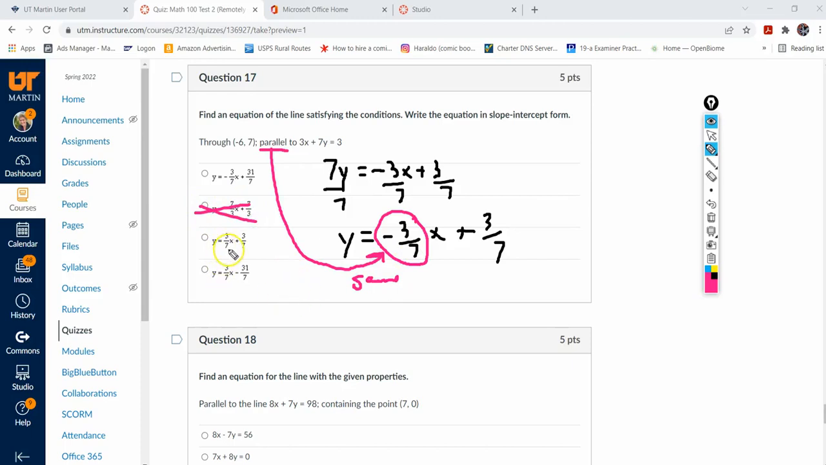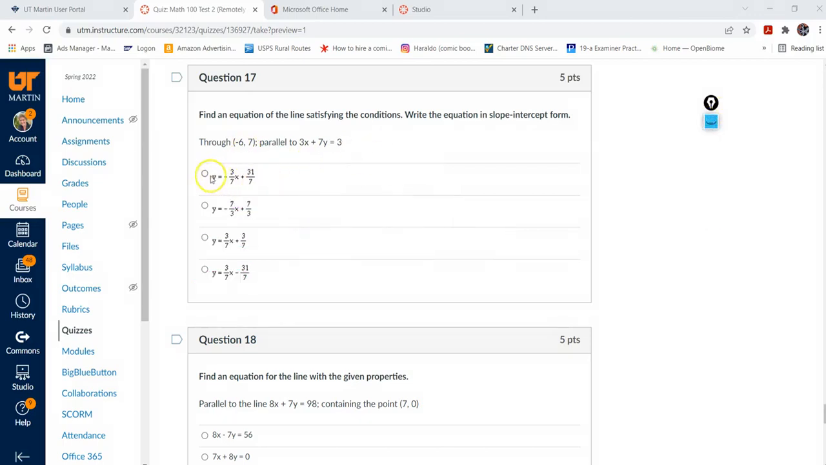I can look at this one, and it has slope positive 3/7. That's not going to be the same. It has to have slope negative 3/7. So just by that alone, this is the only one it can be. This has the same slope. So I didn't even need to test that. Okay.